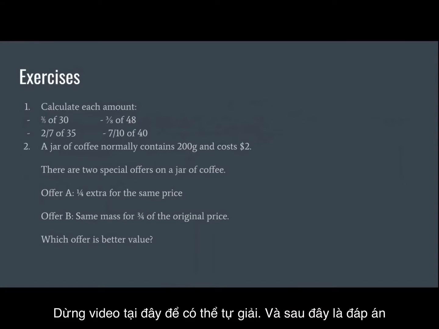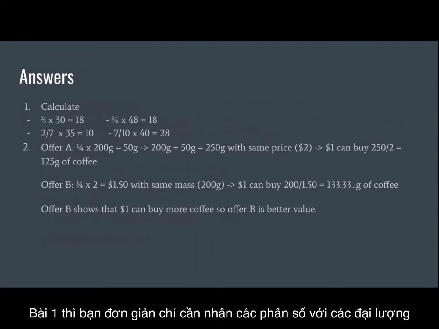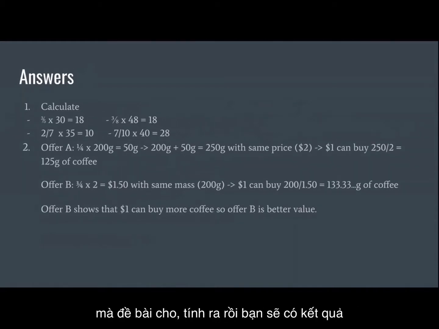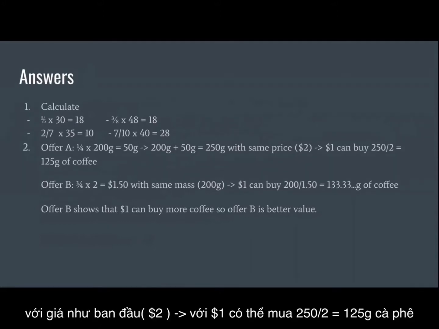So here are the answers. For the first exercise, you just simply multiply each fraction by the quantities they given and you will get the answers. For exercise 2, the offer A, a quarter times 200 grams is equal to 50 grams. So 200 grams plus 50 grams is equal to 250 grams with the same price, $2. So you can find $1 can buy 125 grams of coffee.